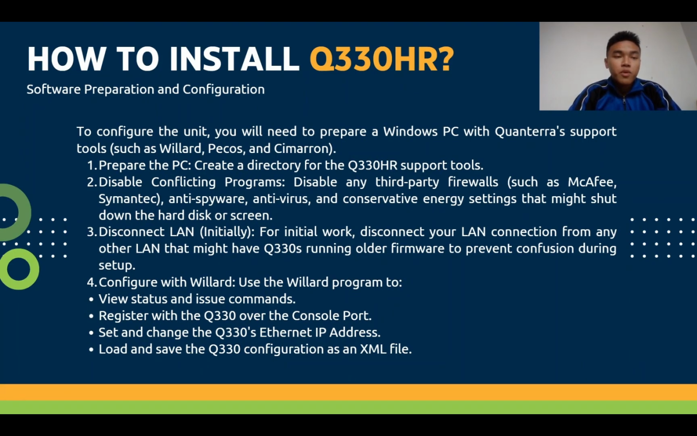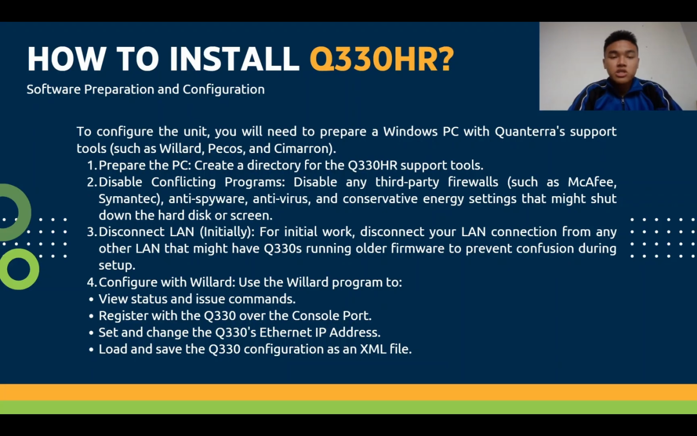The last one is software preparation and configuration. To configure the unit, you will need to prepare a Windows PC with Quanterra support tools such as Willard, Pecos, and Cimarron. Prepare the PC, create a directory for the Q330HR support tools, disable conflicting programs, disable any third-party firewalls such as McAfee, Symantec, anti-spyware antivirus, and conservative energy settings that might shut down the hard disk on screen.